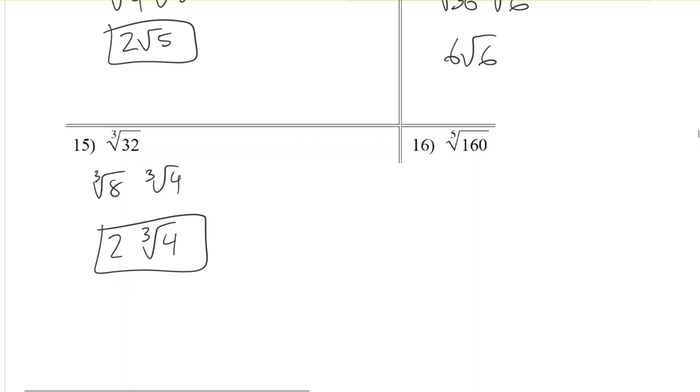So the 5th root, well, I know the 5th root of 32 is 2, so that's 2 times the 5th root of 5.